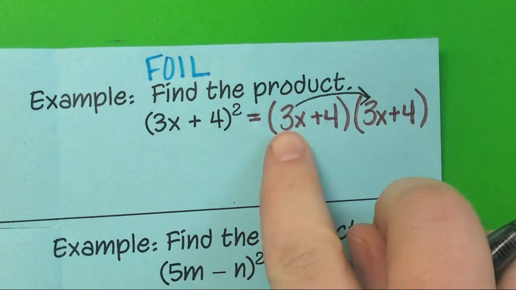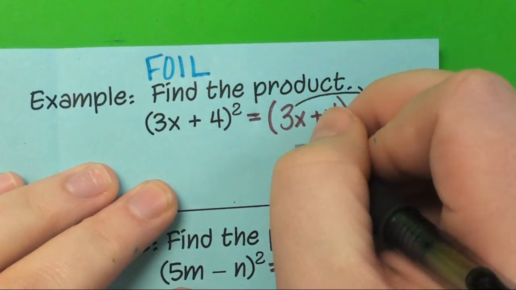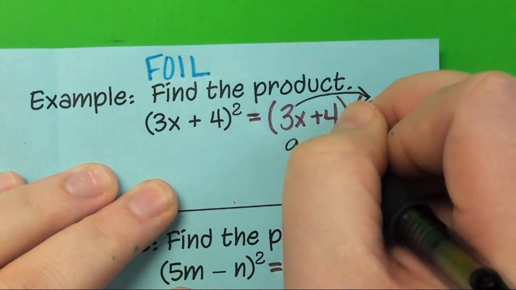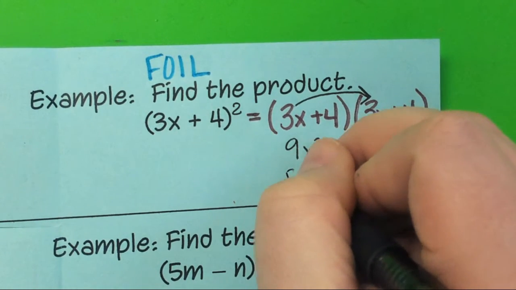When I multiply 3x times 3x, what do I get? 9x squared, because I'm going to have x to the first times x to the first. You add those exponents. I did the first.